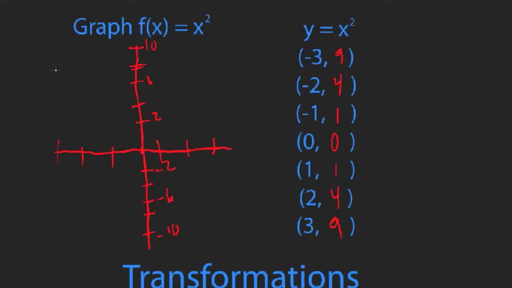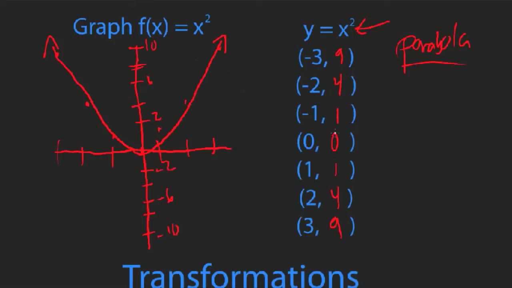So negative 3 goes with 9, that's between 8 and 10. Negative 2 goes with 4, that's right there. Negative 1 goes with 1, 0. Then we have 1 again, 2 goes with that one, 3 goes with that one. So we get this kind of cup shape when you connect these dots. And this is known as a parabola. That's the shape that you get when you graph quadratic equations. So that's another example of graphing a function.